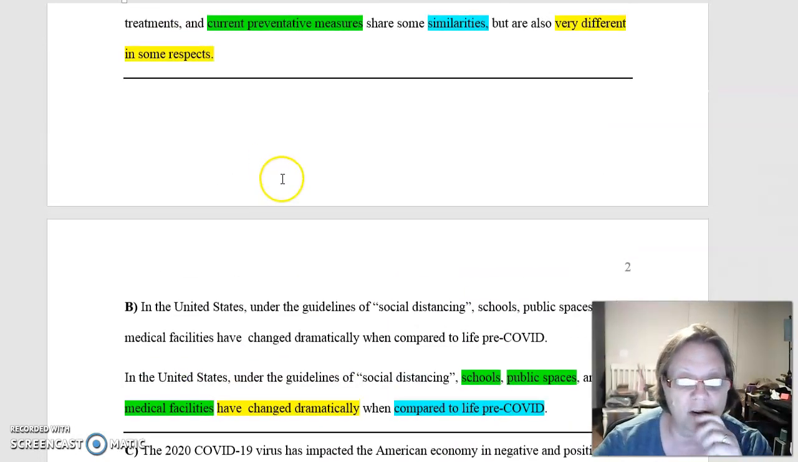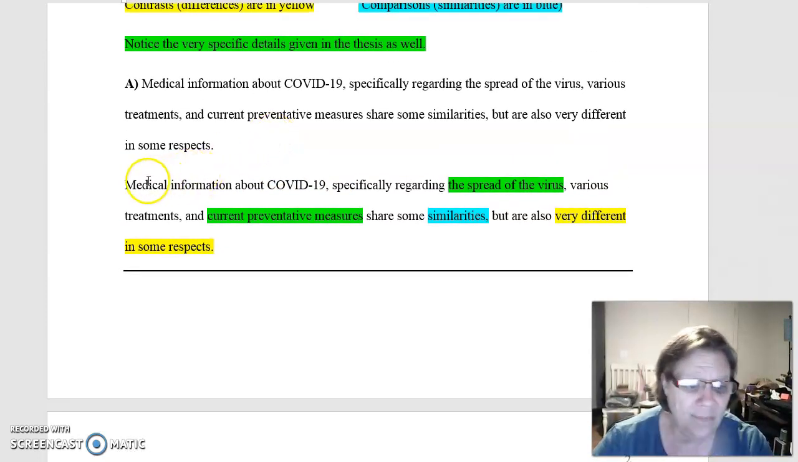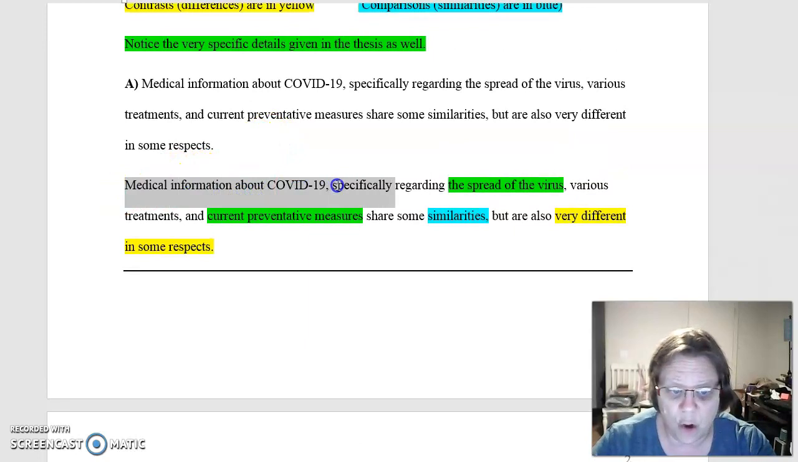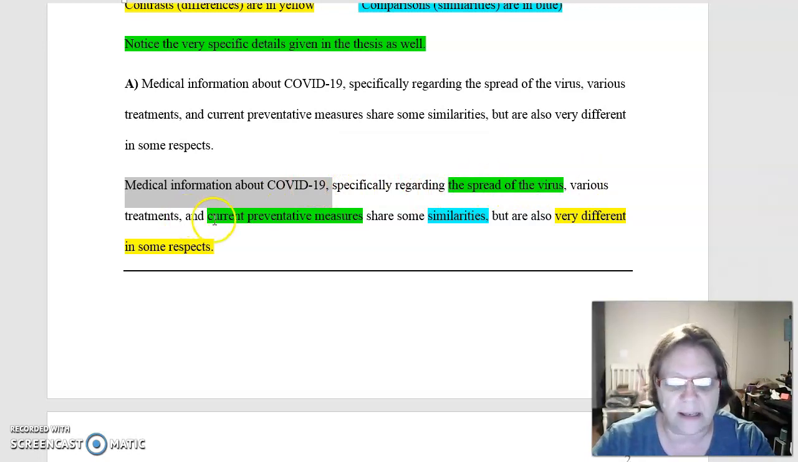Okay, so let's go back here and look at these again. I didn't do the 6 questions here, but we can. Medical information about COVID. Okay, that's a what. And then we have 3 little whats. The spread of the virus, various treatments, and current preventative measures. The various treatments here should be highlighted in green, but it's not. Okay, but we have 3 points.